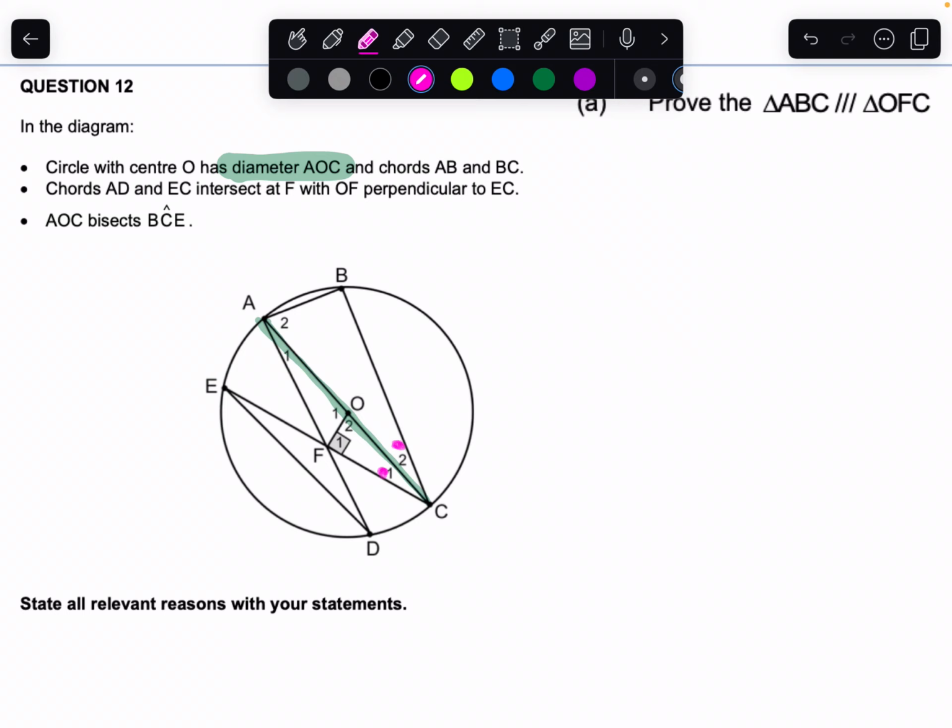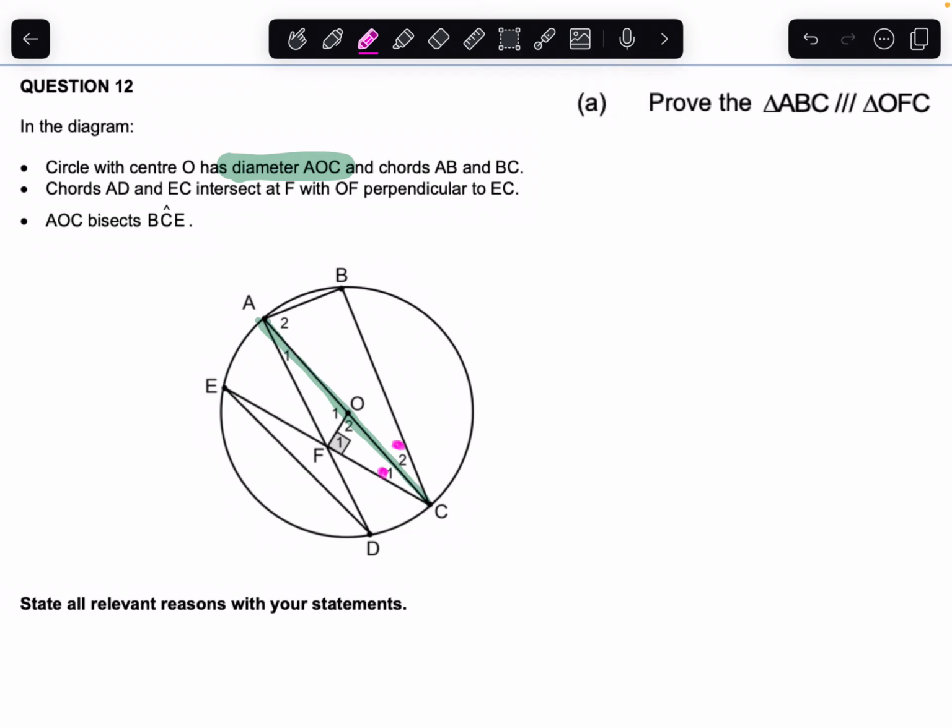All right. And then, of course, state all relevant reasons with your statements. And the first question that we are asked is to prove that triangle ABC is similar to triangle OFC. Okay, cool. So, similarity, I would say nine times out of ten, when you need to prove that two triangles are similar, you are most likely going to need to show that their angles are equal, as opposed to showing that their sides are in the same proportion.